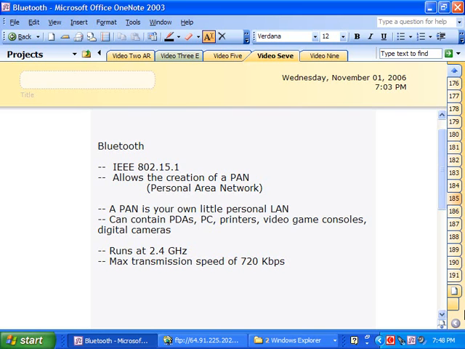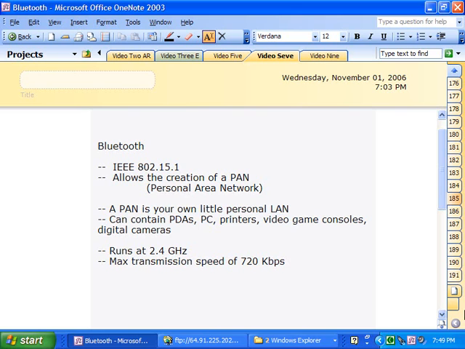And basically a PAN is like your own little personal local area network, and it can contain PDAs, PCs, printers, video game consoles, digital cameras. I mean, what you can do with Bluetooth really is quite amazing. Almost all of it beyond the scope of Network Plus. But if you want to go out and do a little Googling or search engine searching on your own to learn more about Bluetooth, I think it's a great idea.